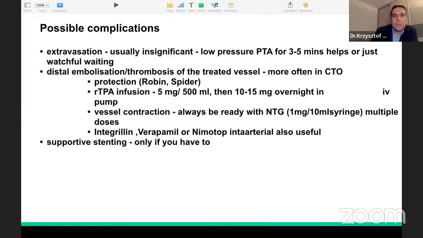Well, now a few words about possible complications in below the knee therapy. First, extravasation. Usually it's insignificant. Sometimes we can observe hematoma if there's active flow.